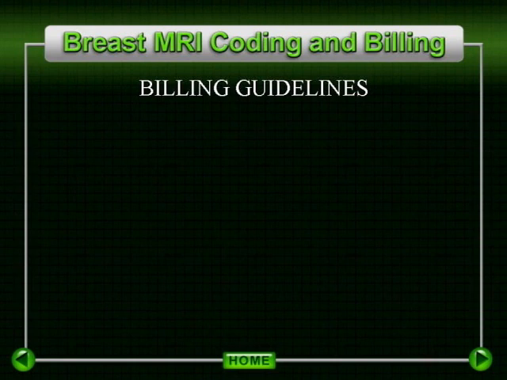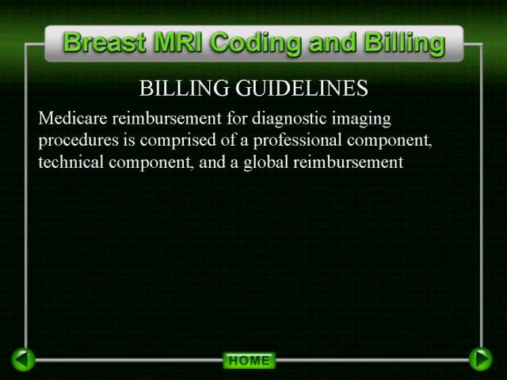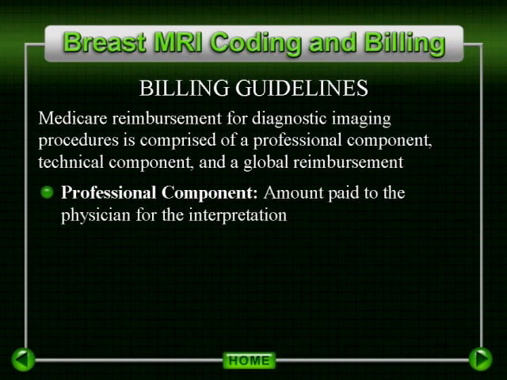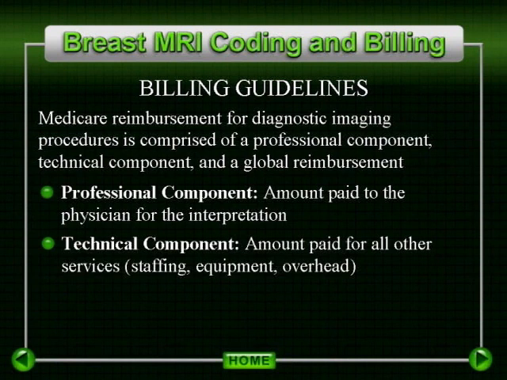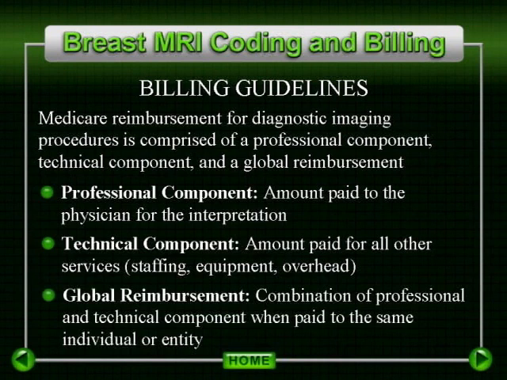Billing guidelines. Medicare reimbursement for diagnostic imaging procedures is comprised of a professional component, technical component, and a global reimbursement. The professional component is the amount paid to the physician for the interpretation. The technical component is the amount paid for all other services, including staffing, equipment, and overhead. The global reimbursement is a combination of professional and technical component when paid to the same individual or entity.